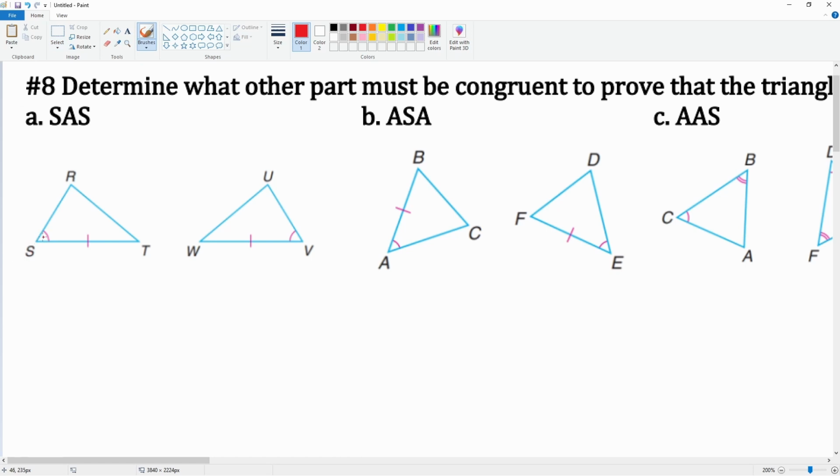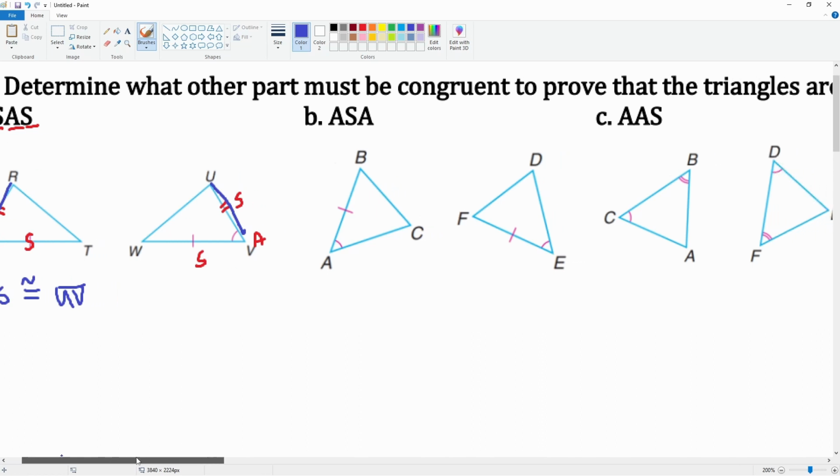We have an angle here. We have a side here. Well, we have an angle, we have a side, so we need an extra side here. So we need to know that these two are congruent. Okay? This would get us our third side. So we need to know that this right here, line RS, needs to be congruent to this line of UV. And if we get that piece of information, then we can prove it is congruent by side angle side.